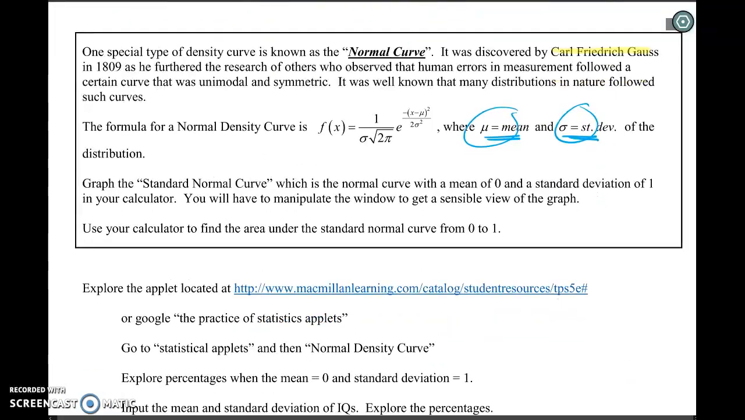So I'm asking you guys to graph the curve on your calculator with a mean of 0 and a standard deviation of 1. That makes it the standard normal z curve.